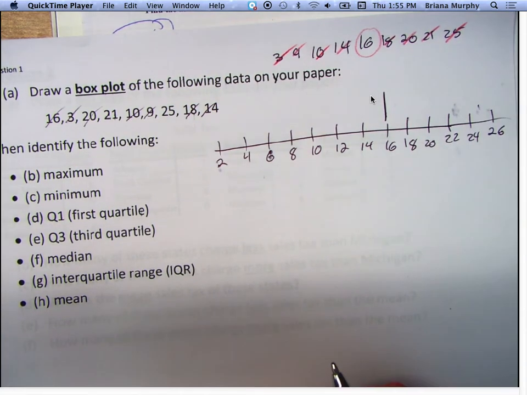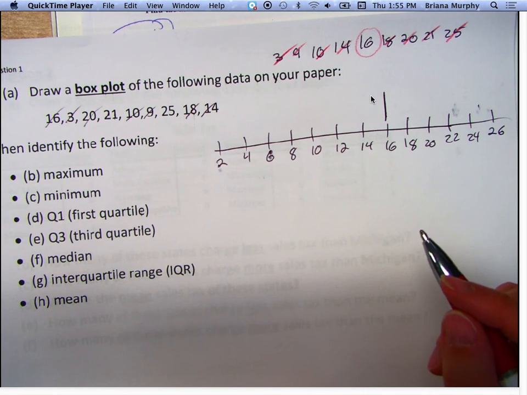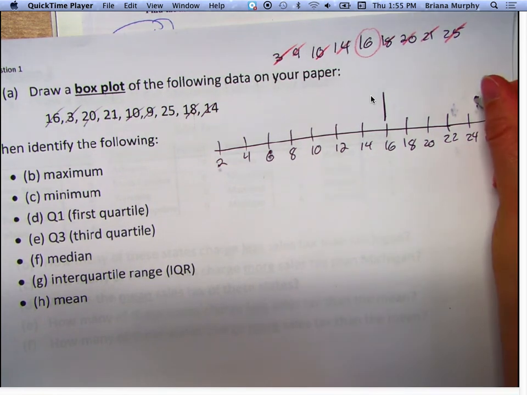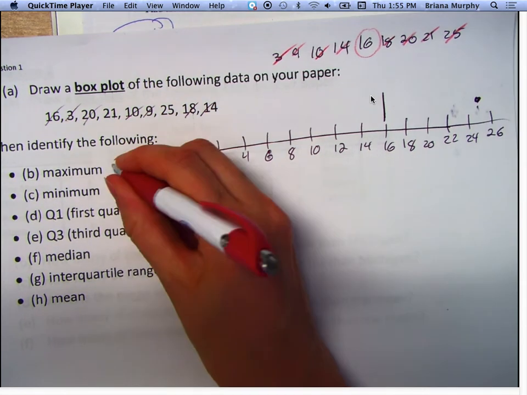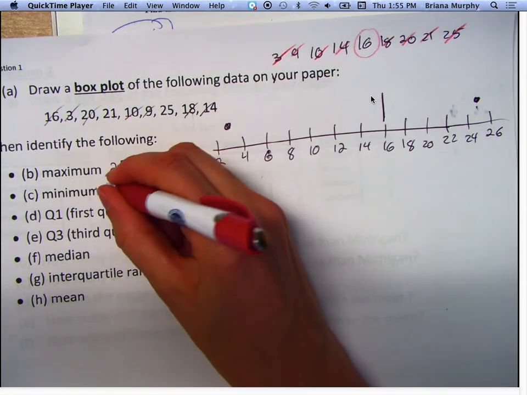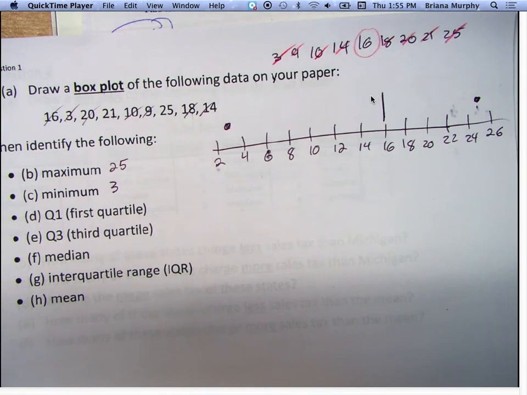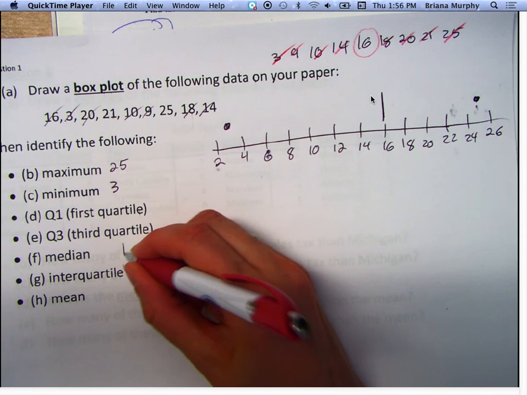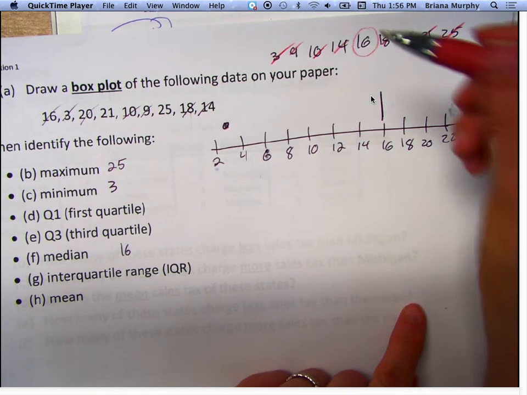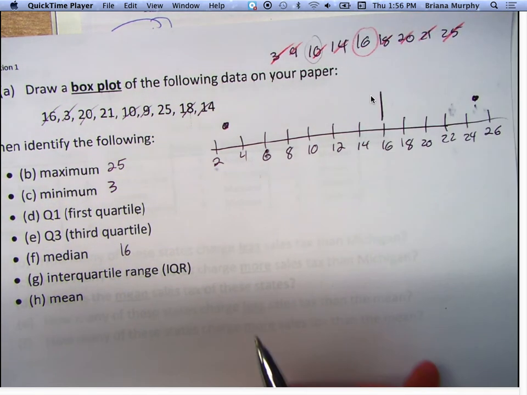If I look at this first part, I have a maximum of 25, so I can put that down. I'm going to put it down as I go. I have a minimum of 3, so I'll put that down too. My median is 16. Okay, so I need to look at my first quartile. We think it's going to be 10.